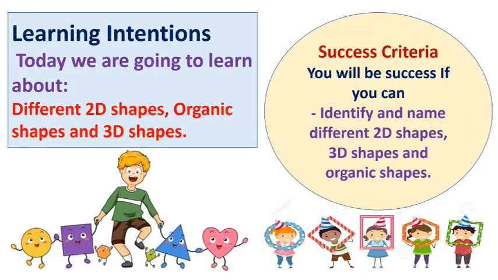Success criteria of the day. You will be successful if you can identify and name different 2D shapes, 3D shapes and organic shapes. You have to identify and name these 3 types of shapes. Okay children, what you have to learn? You have to learn 2D shapes, organic shapes and 3D shapes.